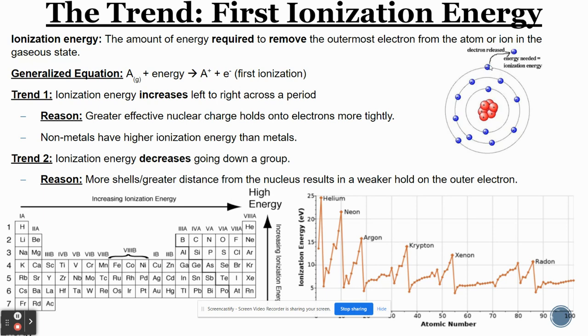So if I want to remove this electron over here, I'll have to put in some energy. It's like I have to pay the atom to take its electron away. And so the amount of energy that's required to do that, that's called the ionization energy.